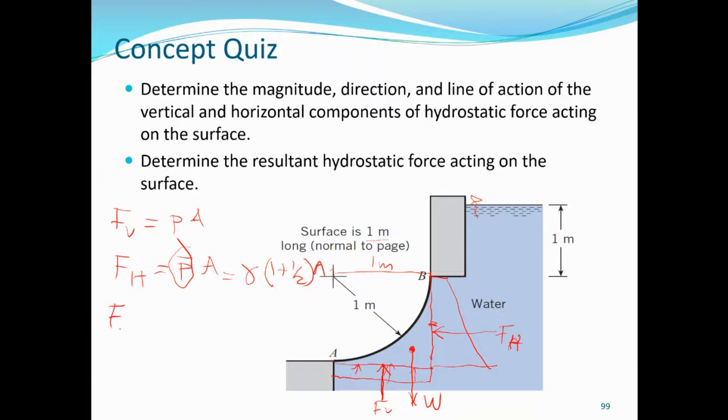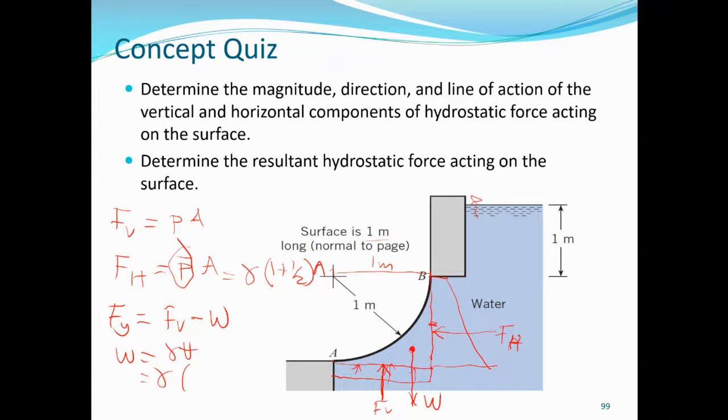Then the vertical component is going to be FV minus W. What is W? The weight of the fluid enclosed, which is gamma times the volume. And what is the volume of the enclosed fluid here? It's going to be the area times the width.